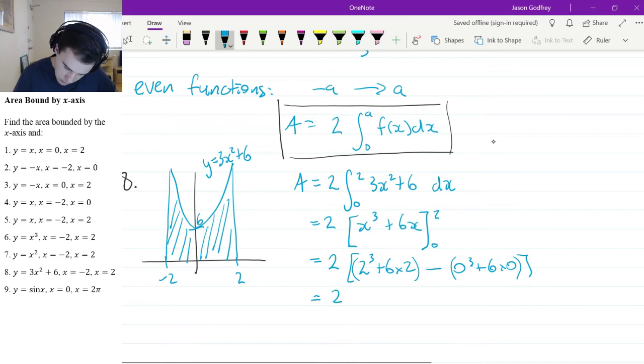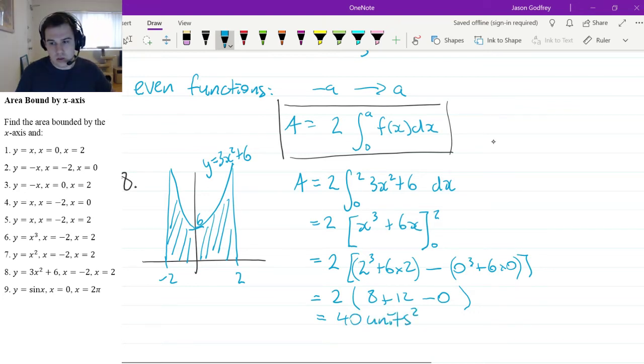So this will be 2 times 2 cubed is 8, plus 6 times 2 is 12, minus 0. 8 plus 12 is 20, times 2 is 40 square units.